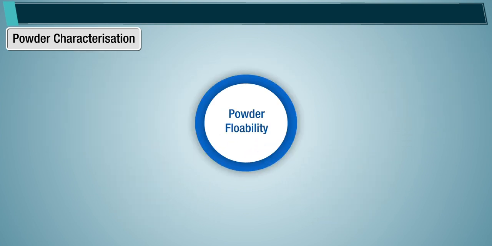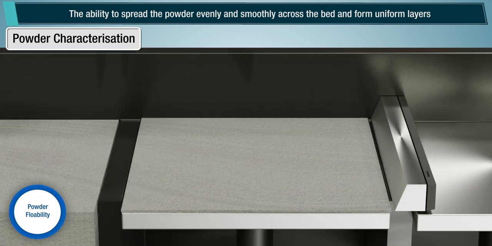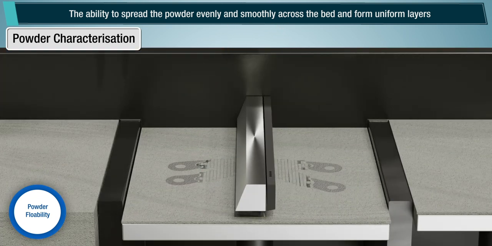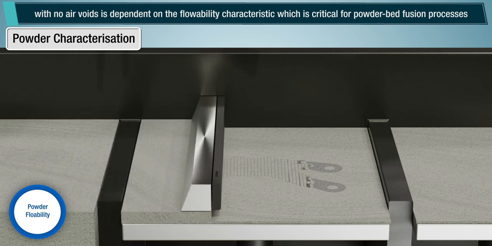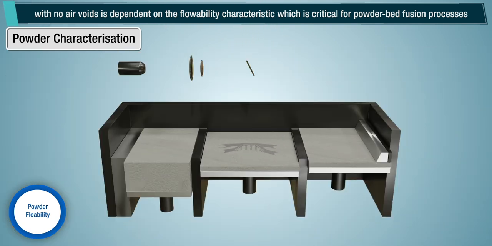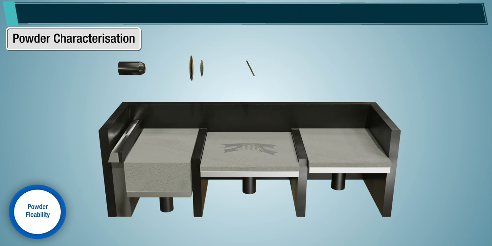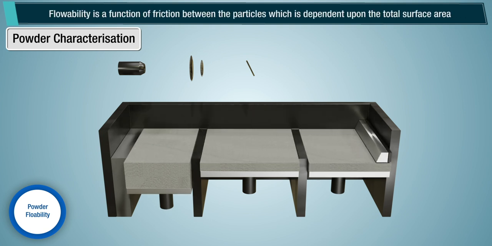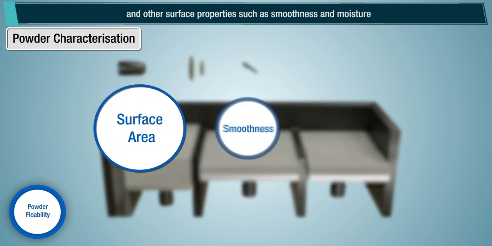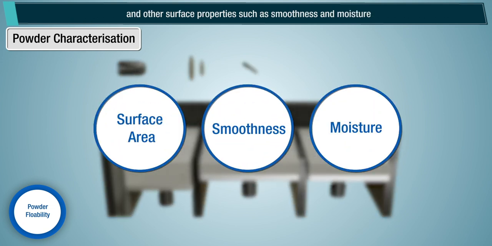Powder flowability. The ability to spread the powder evenly and smoothly across the bed, and form uniform layers with no air voids is dependent on the flowability characteristic, which is critical for powder bed fusion processes. Flowability is a function of friction between the particles, which is dependent upon the total surface area, and other surface properties such as smoothness and moisture.